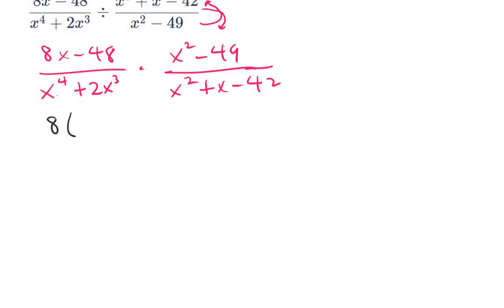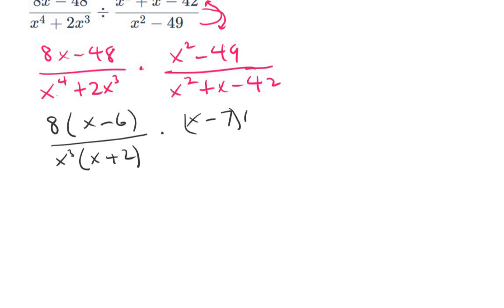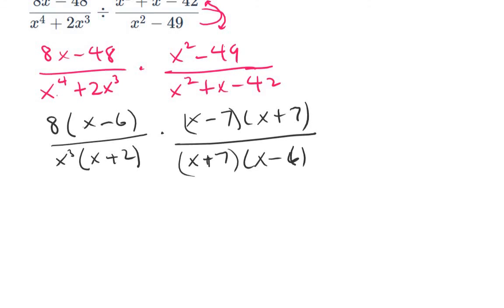So 8 is common here. We take it out, so x minus 6 is going to be left. And then down here, x cubed is common, and then x plus 2 will be left. x minus 7, x plus 7. That's the 49 there. And then x minus 6. I'm just assuming you know how to factor. If you are not sure, pause the video, go try to factor each of these, and then come back to check that the answer is correct, okay?